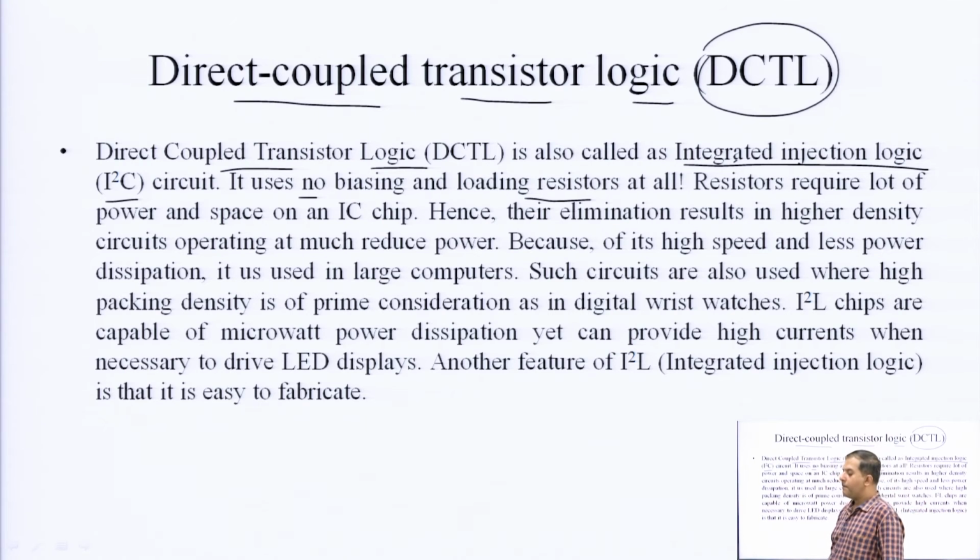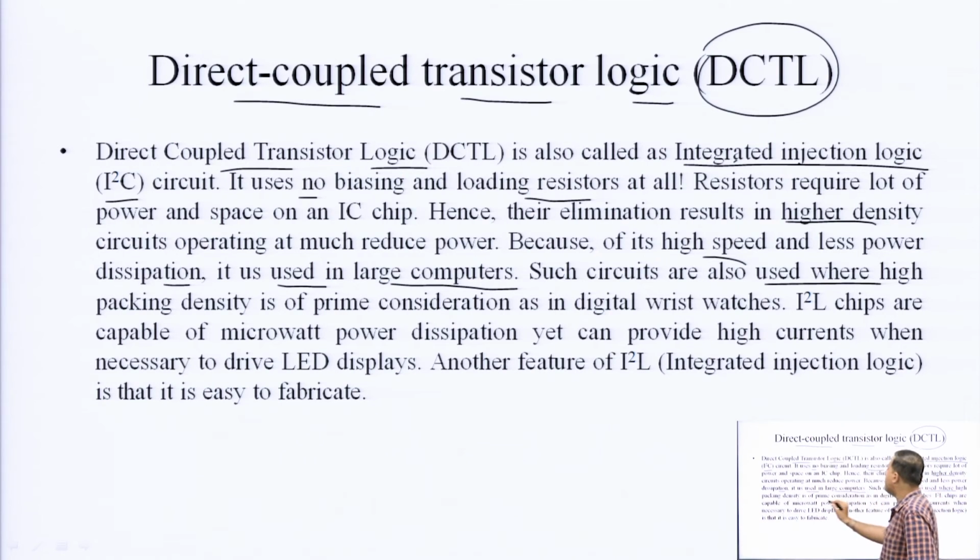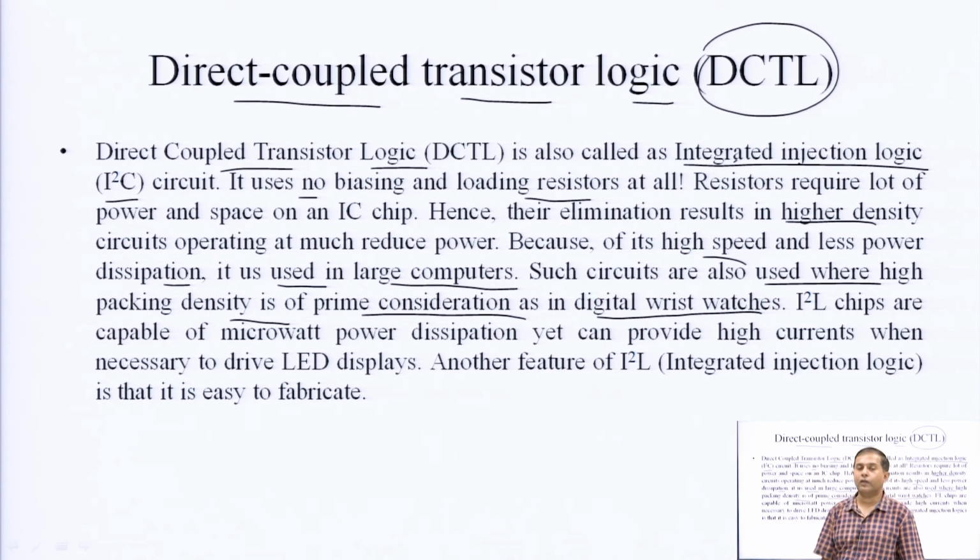reduced power. Because of its high speed and lesser power dissipation, it is used in large computers. So, direct coupled transistor logic is mostly used in large computers. Such circuits are also used where high packing density is of prime consideration, like digital wristwatches. Nowadays, all of us are using smart watches, right. So, DCTL has an application in smart watches, digital watches, wristwatches.